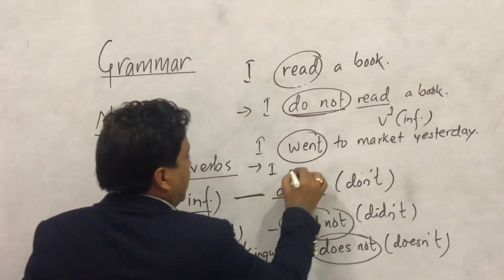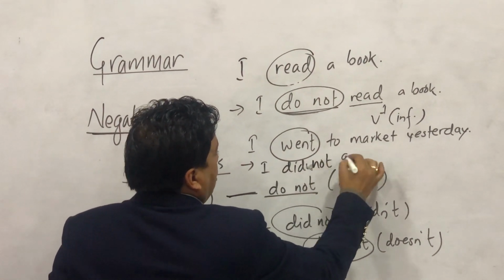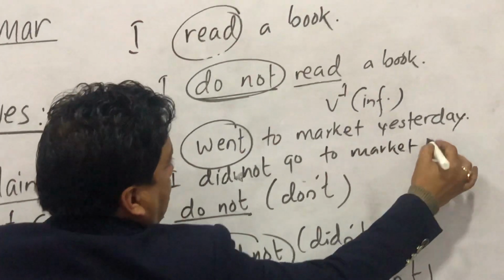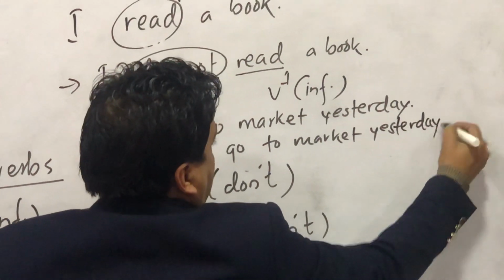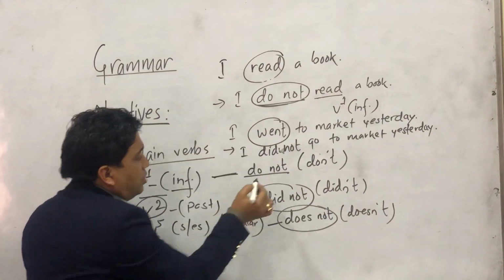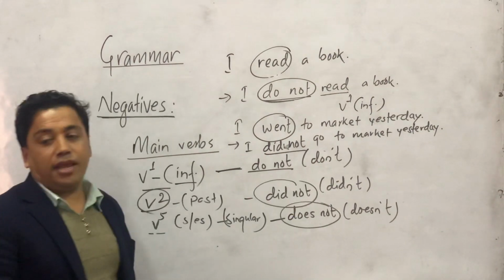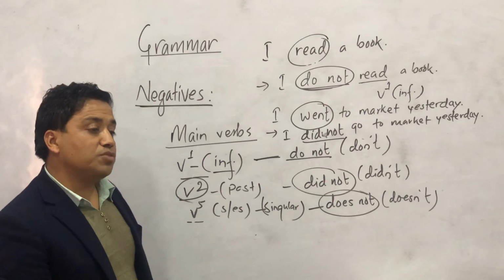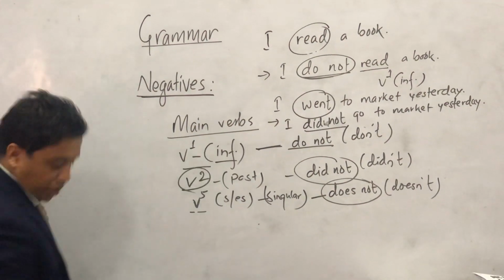Didn't. Please. I did not go to market yesterday. Okay, right. I did not go to market. If you want to use the contracted form of did not, you can say didn't. Say again. Didn't. I didn't go to market yesterday. And let me give you one more example here.